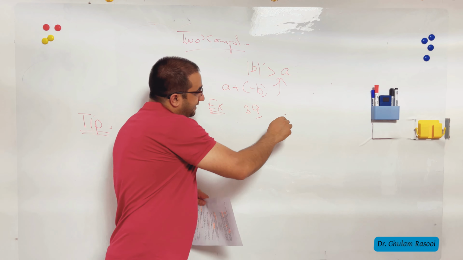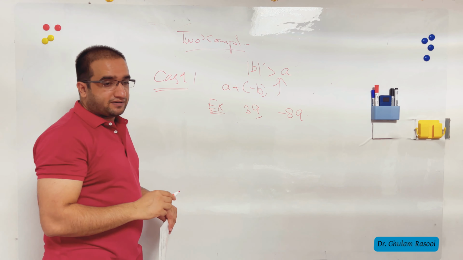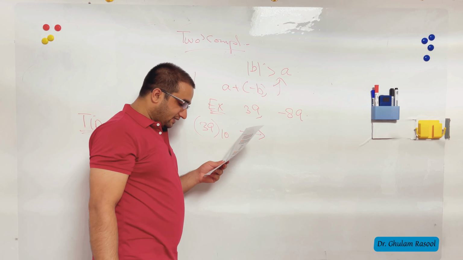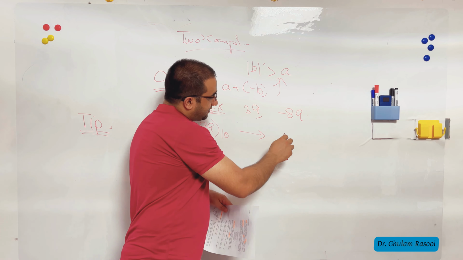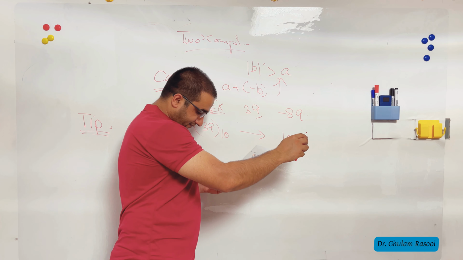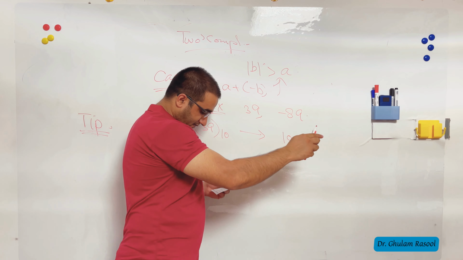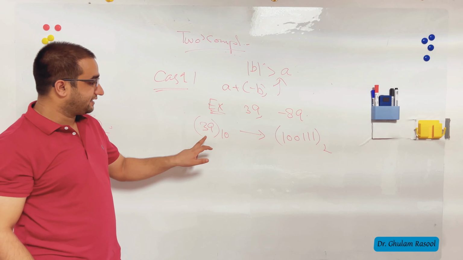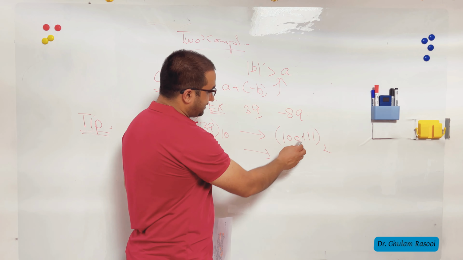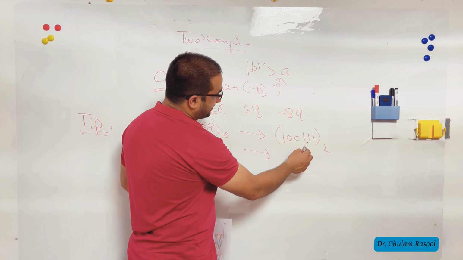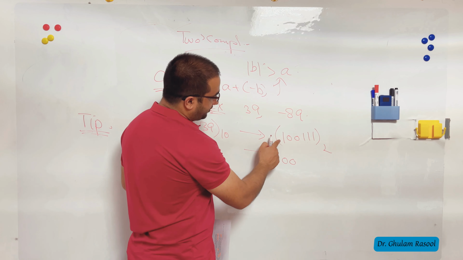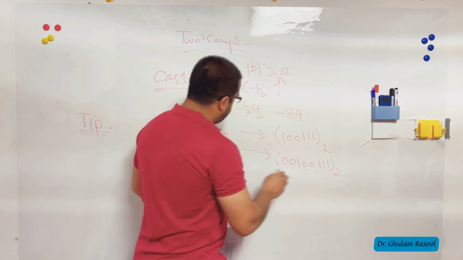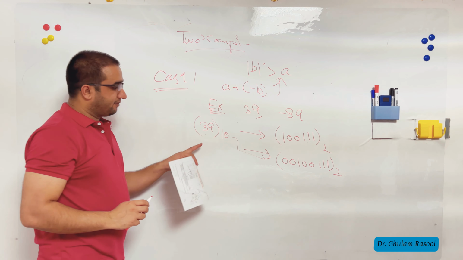One number is 39 and the other is 89. For 39, you already know the corresponding binary for 39 is 100111. This is the binary for 39. I need this in 8 digits. These are 6, so I need to add 2 zeros on the left, and it becomes like this. So this is the corresponding binary number for 39.